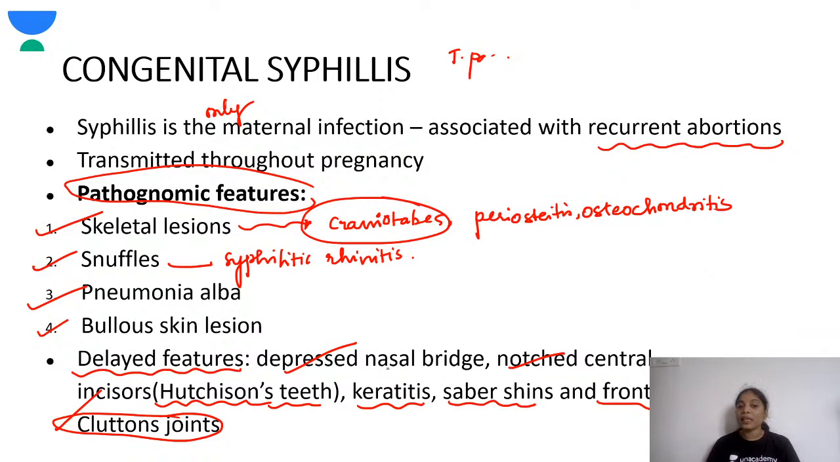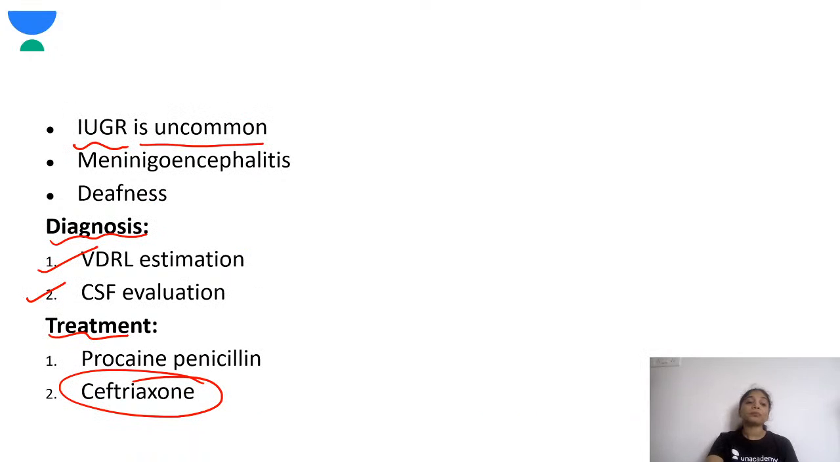What are the delayed features? As a child grows, a child can have Hutchinson's teeth. What is Hutchinson's teeth? It is a notched central incisor. There could be Clutton's joint. Clutton's joint is nothing but synovitis with joint effusion. There could be frontal bossing, saber shins.